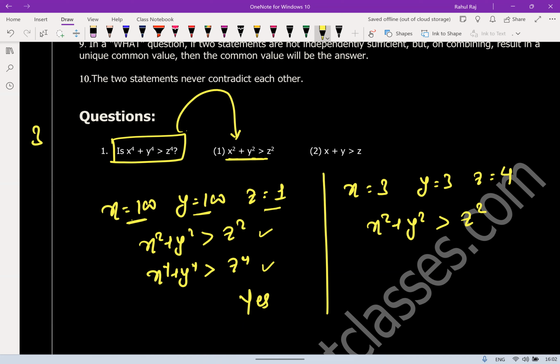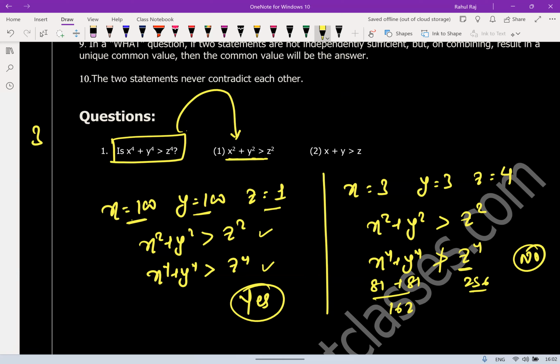Giri, is this clear? Any problem? Making sense now. Now for the same numbers, if I say x4 plus y4 greater than z4, do you think this is happening? Because 3 to the power 4 is what? 81. 81 plus 81 is what? 162. And 4 to the power 4 is what? 256. So do you think 162 is greater than 256? So you have a no situation. You have a yes situation. Khyati, is this making sense now? Yeah. And that's the reason we say this is not sufficient.